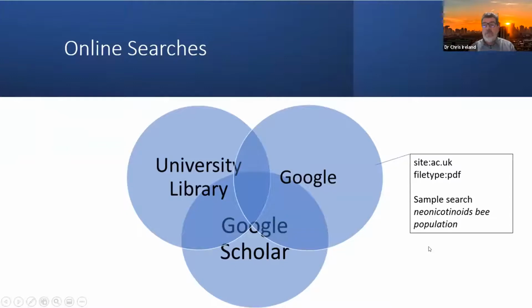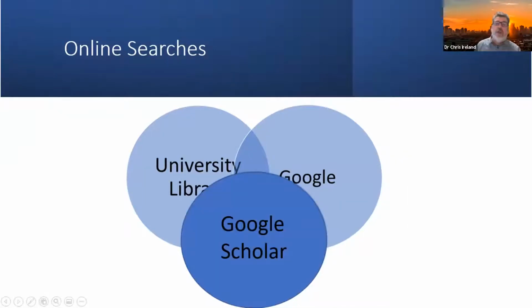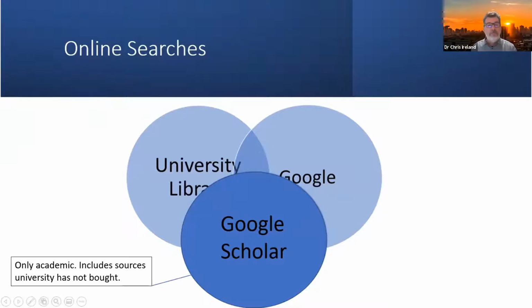Okay, so I've done a sample search, and we'll now move on to where I think you should be doing most of your searching, and that's in Google Scholar, because most of the electronic academic stuff that you're going to find from your library and from Google, you will be able to find in Google Scholar. So it's only academic. As I said before, your university library has a lot of non-academic stuff that you're going to find really useful. But as far as academic stuff, Google Scholar is a really good place to start.